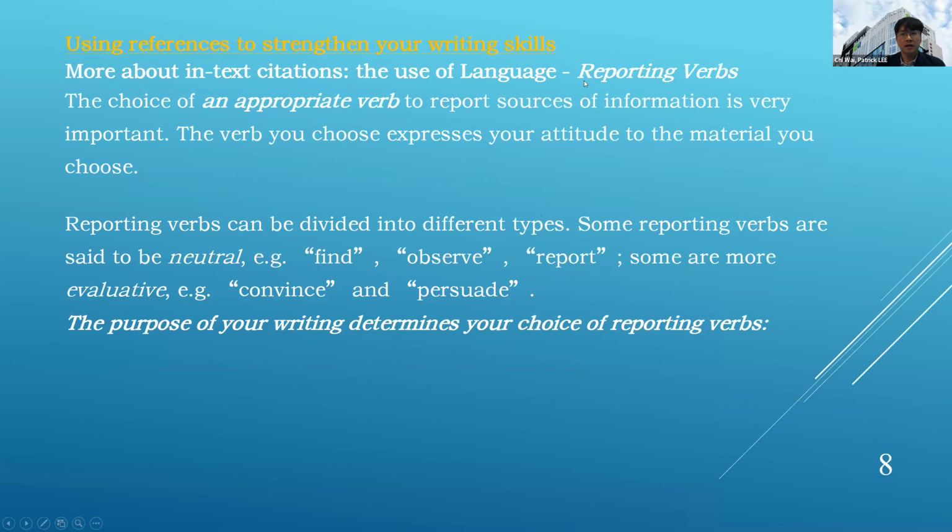Okay, now here is about the reporting words. Previously, I would say use references to strengthen your writing skills. That means what? Of course, you have to cite, all right? I mean, where it comes from. So that means reporting verbs. Usually, you know what? We have to make it more neutral. Okay. So I think I have to give you more examples. All right. Now here we go.